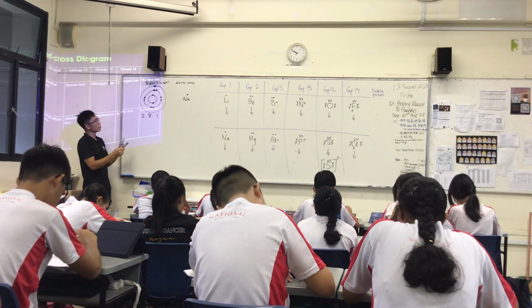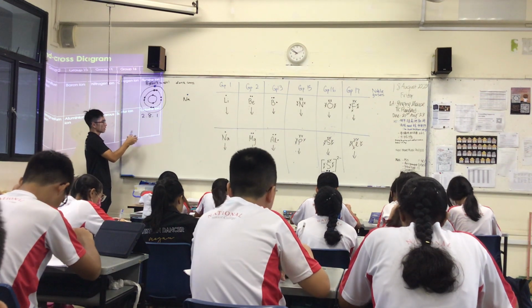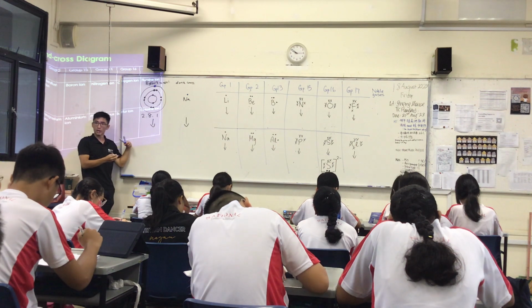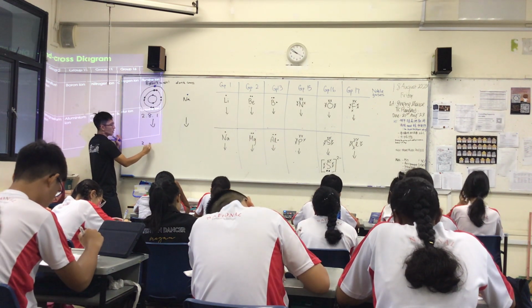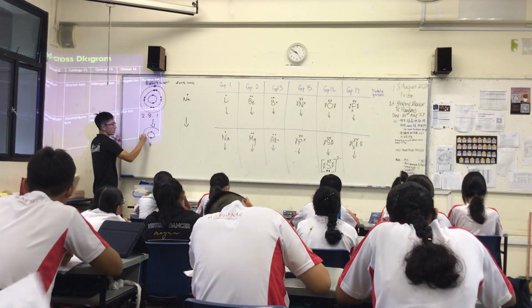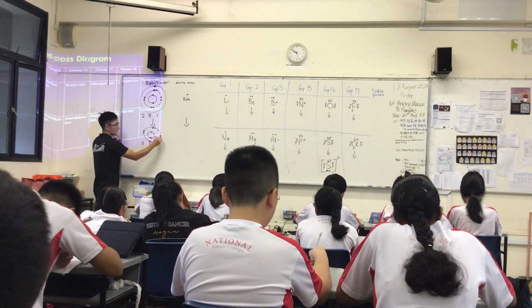I think the challenge now comes in: what will it look like in the ion form? We say that for sodium it will lose 1 electron, correct? Okay, so we look over here. If it loses 1 electron, this is what it will look like. The first shell should still have 2 electrons. The second shell has 1, 2, 3, 4, 5, 6, 7, 8.